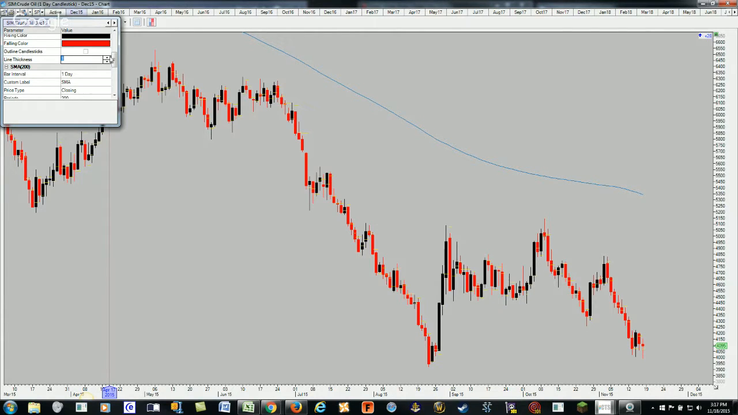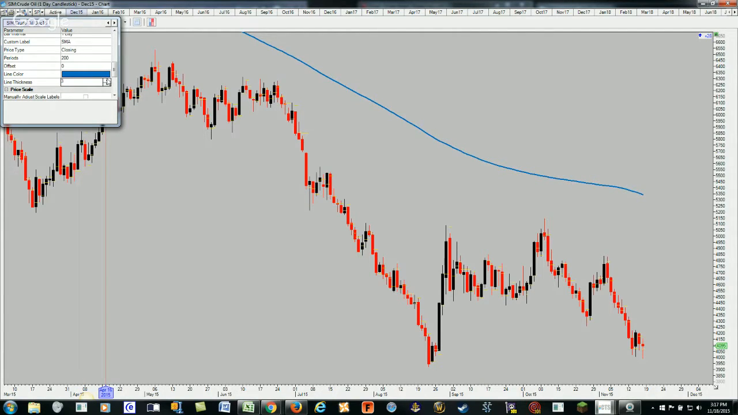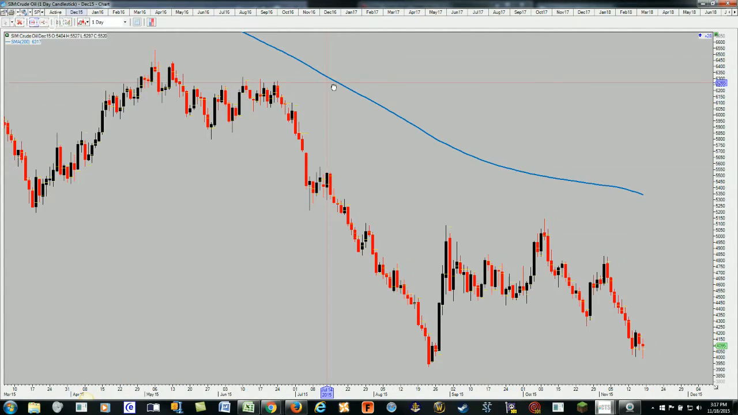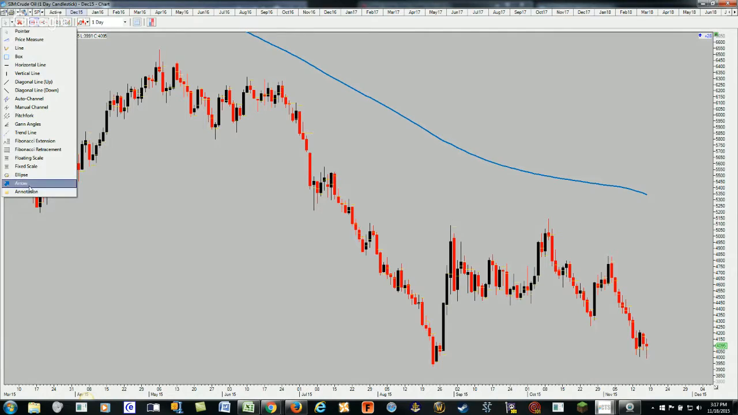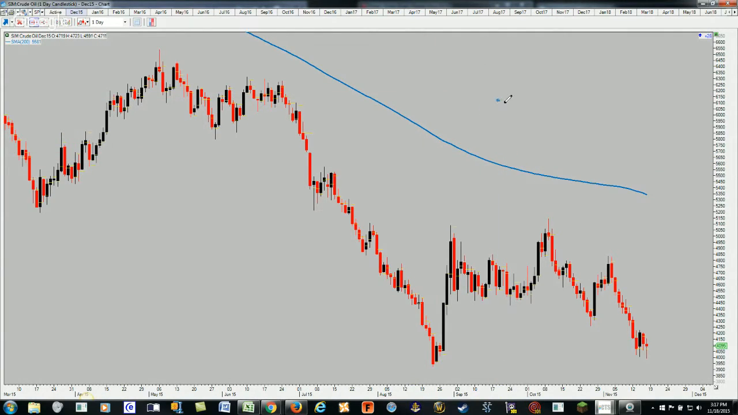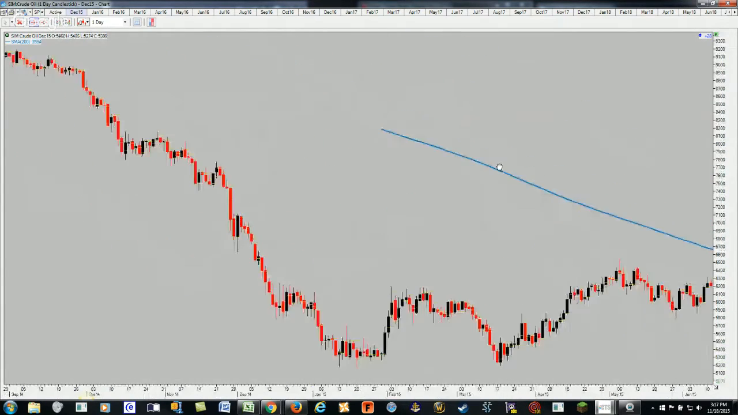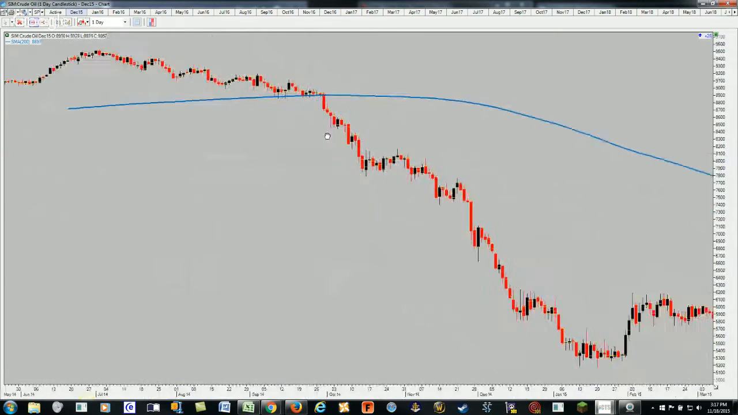So line thickness. I want to do that to line thickness to the 200 bar. Now this, let me get my arrows out. This is the 200 bar. Now all of a sudden, the 200 bar simple moving average is what this line is coming across the charts right here that we see moving in and around here.